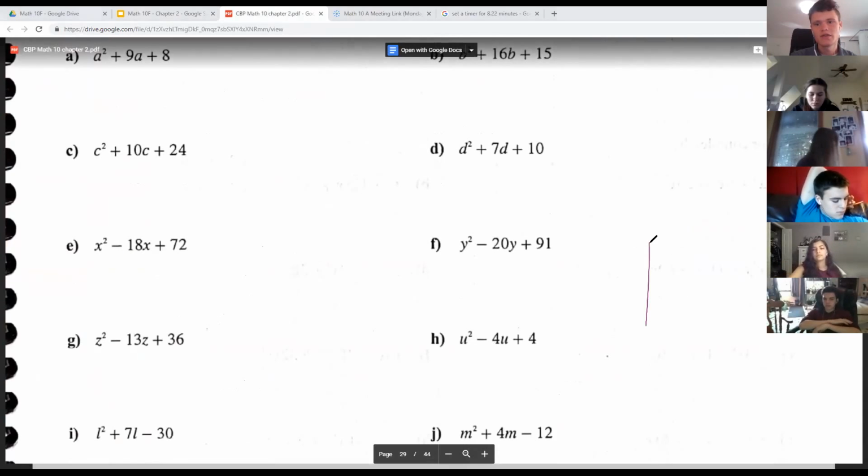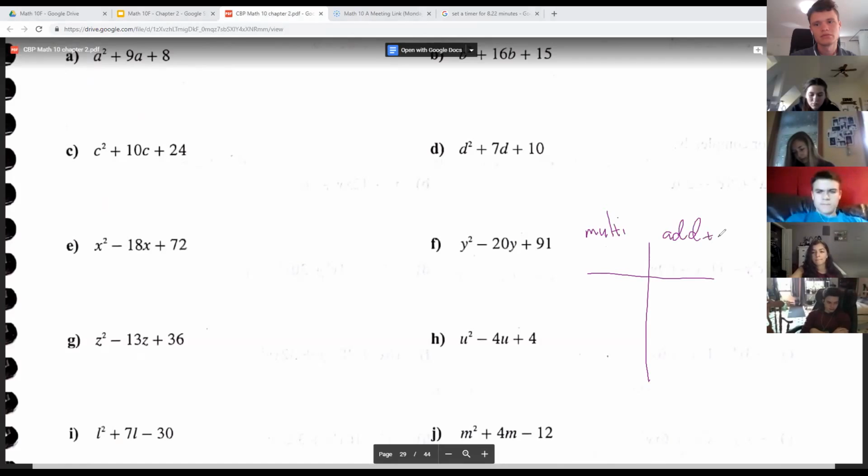Okay, we're looking for two numbers that multiply to something and add to something. So if we're doing E here, what are the two numbers we're multiplying to, and what are the two numbers we're adding to? We're multiplying to what?